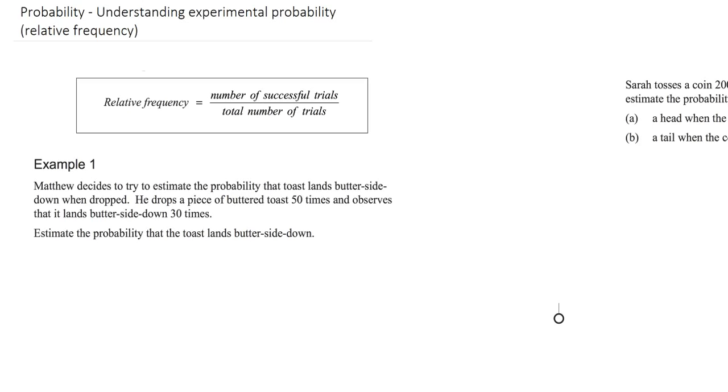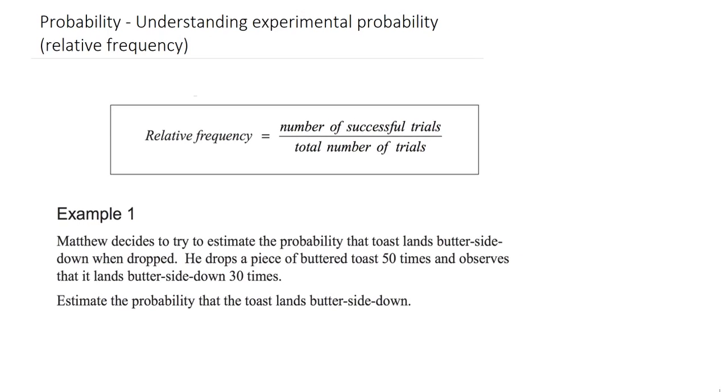In this video, we're going to take a look at experimental probability, often known as relative frequency. So this is a real-world equivalent to the theoretical probabilities we've been working with so far. So we can use real-life data to come up with conclusions about probabilities. So let's take a look at this example.